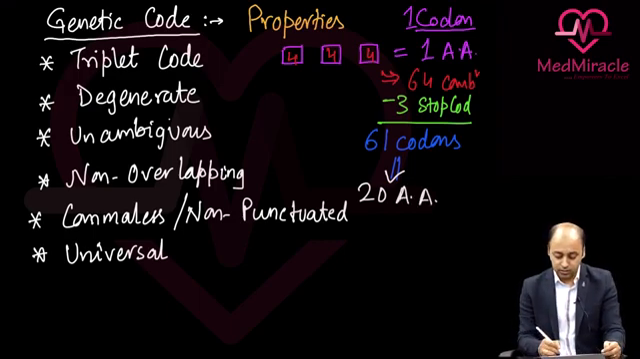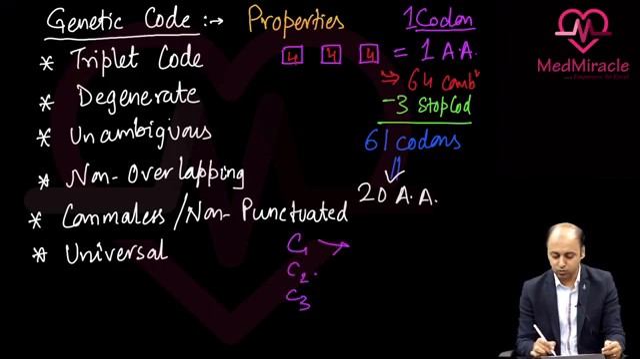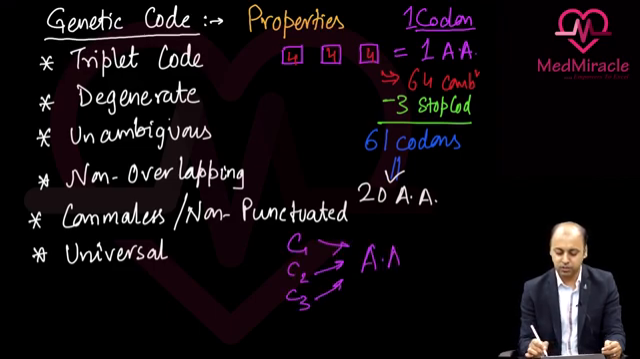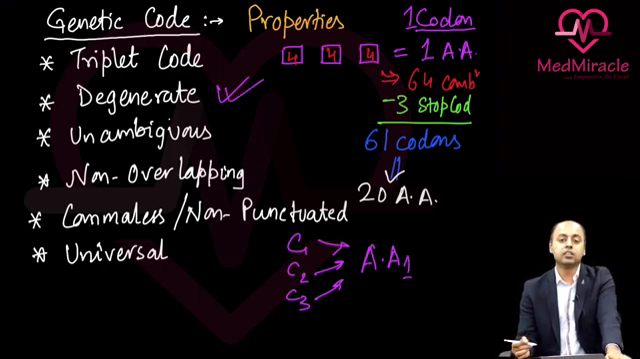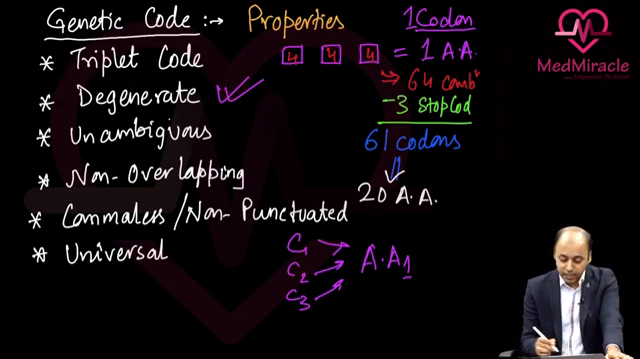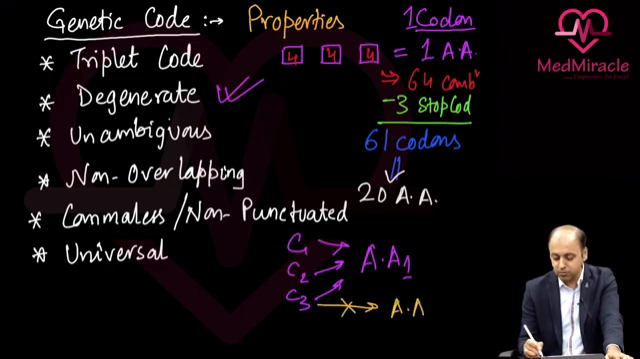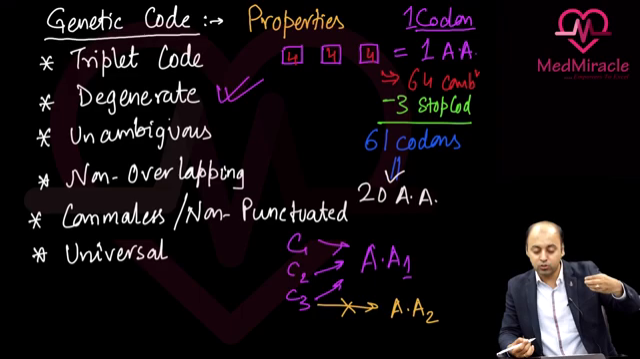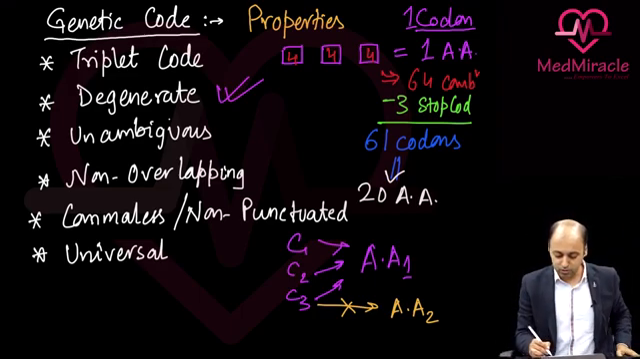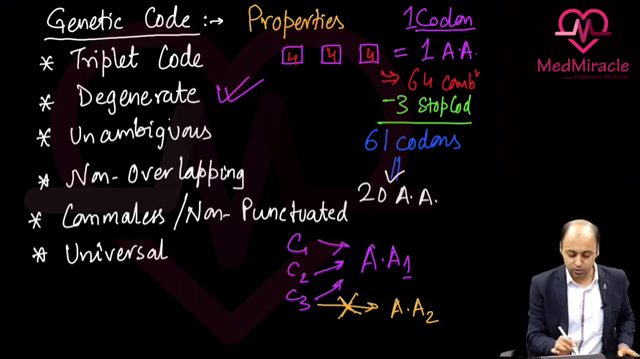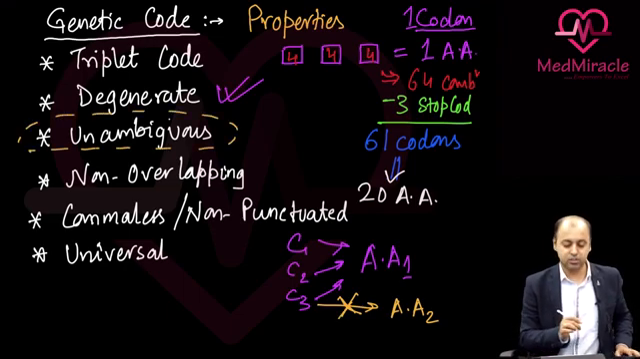This is degeneracy. Meaning codon 1, codon 2, codon 3, all of them code for the same amino acid. Multiple codons coding for the same amino acid is known as degeneracy. But every time the translation occurs, the translation will be the same. It is not possible that at one instance you translate it, you get amino acid 1, and after some time if you translate it, you get amino acid 2. This is not possible. The genetic code is unambiguous.